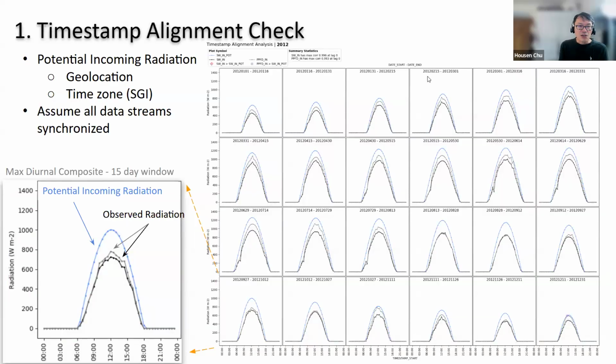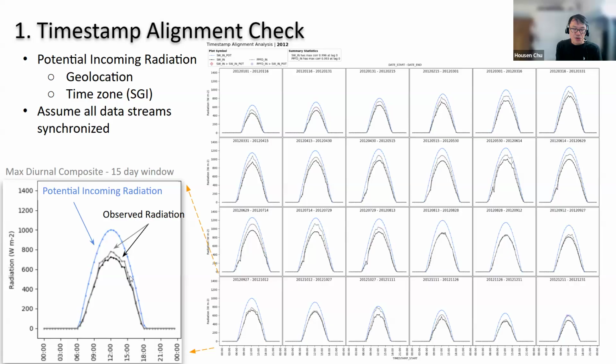The first one is the timestamp alignment check. This is to check whether your timestamp is correct. The way we do the check is we calculate potential incoming radiation for your site based on your location and your time zone. Then this is one example. This is a 15-day window for one year of data. Let me zoom in a little bit so it's easier to see.